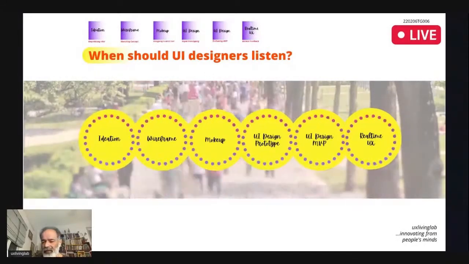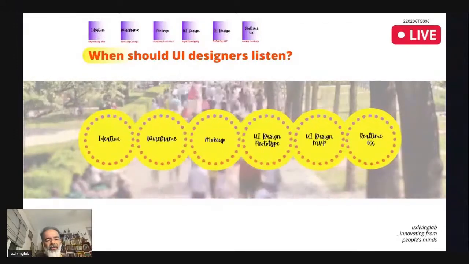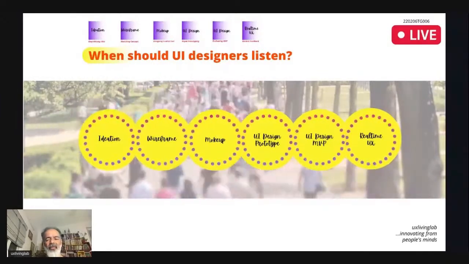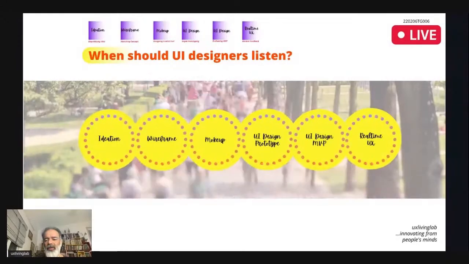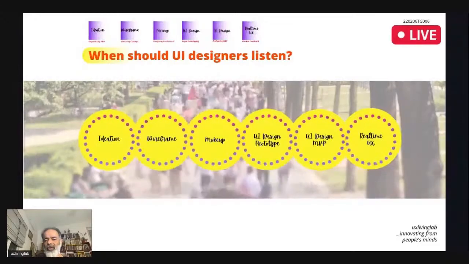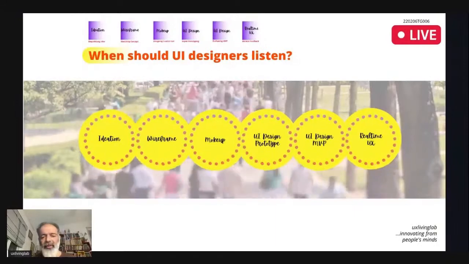But in any product, whether it's a physical product or a digital product, these stages are the same: ideation, wireframing, mockups, prototyping, MVP, and UX. These are the milestones. So finalize or cross each milestone with targeted users.